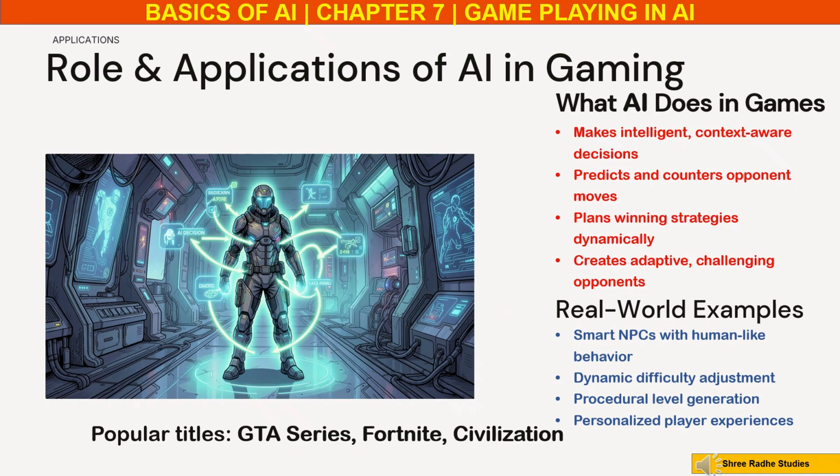Slide 3. Role and applications of AI in gaming. Artificial intelligence plays a very important role in modern games. It helps computers make intelligent decisions instead of following fixed instructions. AI predicts the opponent's moves, plans better strategies, and adjusts its gameplay according to the player's skill level. Have you ever noticed that game enemies become smarter as you improve? That's because AI can dynamically adjust the game's difficulty.